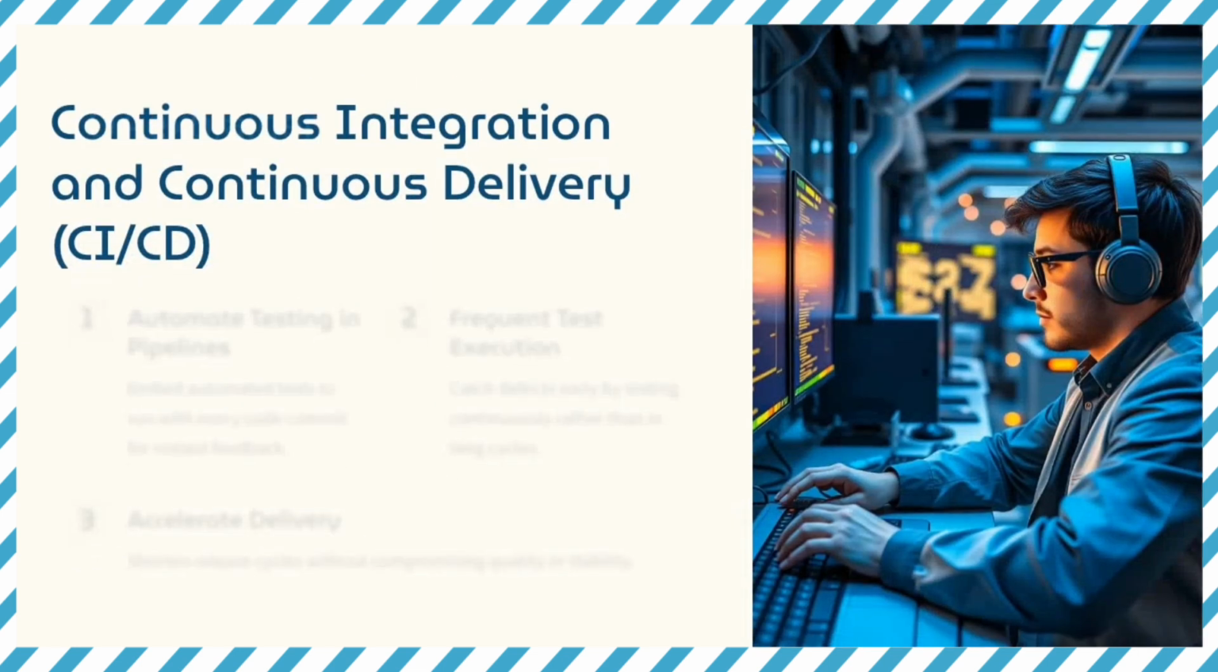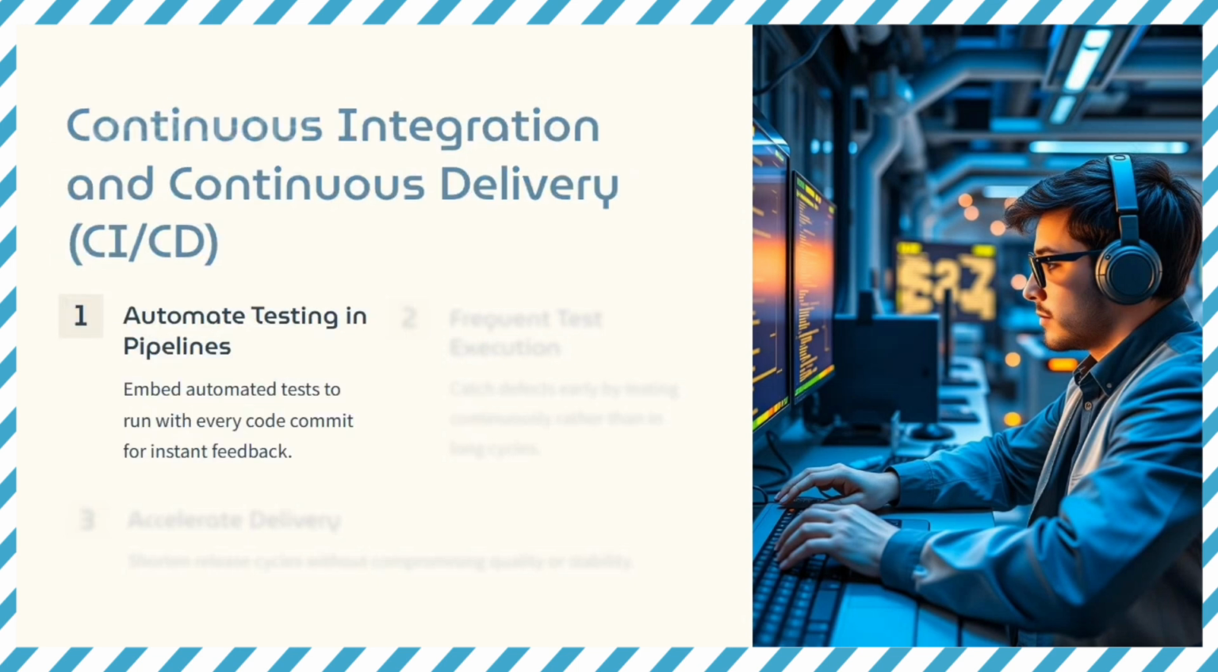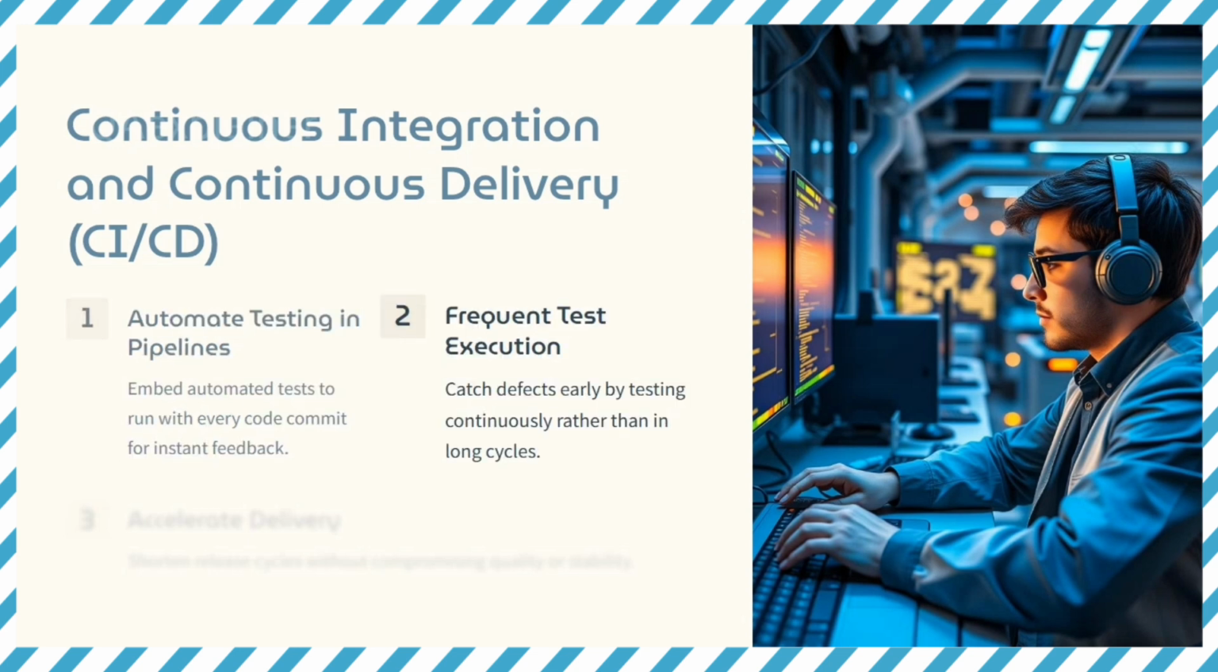Then another thing is continuous integration and continuous delivery, the CI/CD pipeline. Why is CI/CD most important here? First, it automates the testing in the pipeline. We have automated tests embedded that run on every code commit for instant feedback, so CI/CD integration is a good choice. Another is frequent test execution. Through the CI/CD pipeline, it is able to catch defects at a very early stage of testing rather than going through a long cycle.